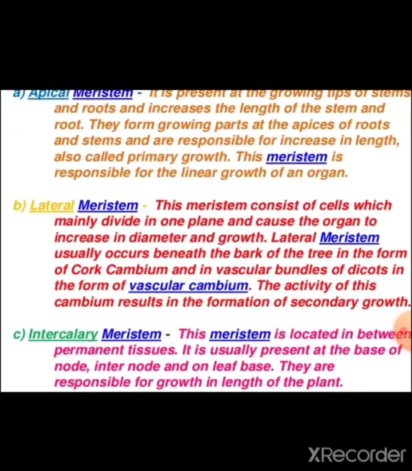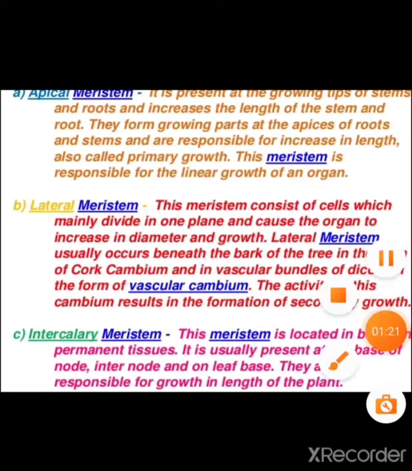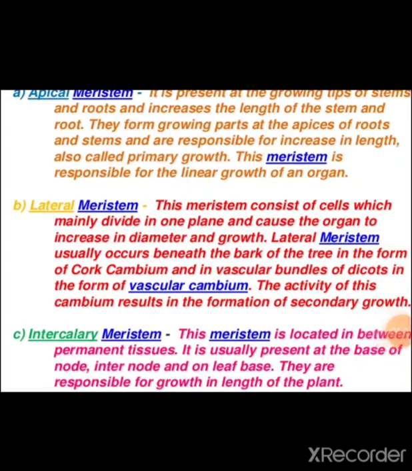First, we take apical meristem. It is present at the growing tips of stems and roots and increases the length of stems and roots. They form growing parts in the apices of roots and stems. They are responsible mainly for the increase in length. This type of growth is known as primary growth. This meristem is responsible for the linear growth of an organ.